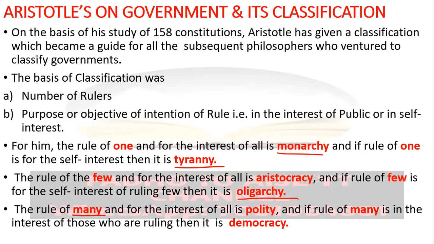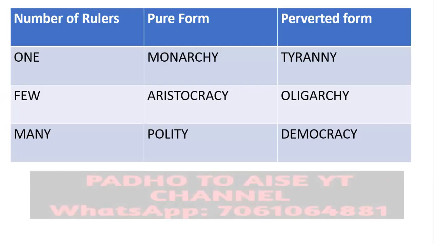And if there is the rule of many who are educated, who belong to the middle class, and if they are ruling in the interest of all, that is called polity. So according to Aristotle, this is the classification, given here in tabular form. You can see this, right?